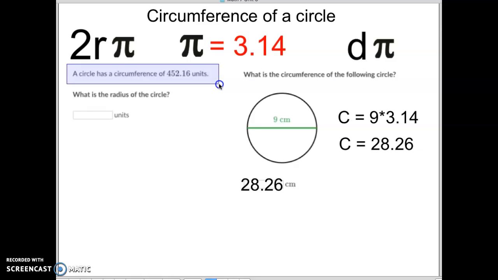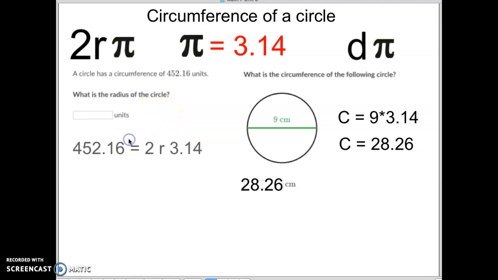We know that this circle has a circumference of 452.16 units. So the distance around the circle is 452.16. We need to work it in the opposite direction and figure out what the radius of this is, okay? So we know that the circumference, C, equals 452.16. Because we need the radius, we have to plug it into this formula right here. If we only needed the diameter, we would plug it into the formula over here, but we need the radius, so we're using this formula.